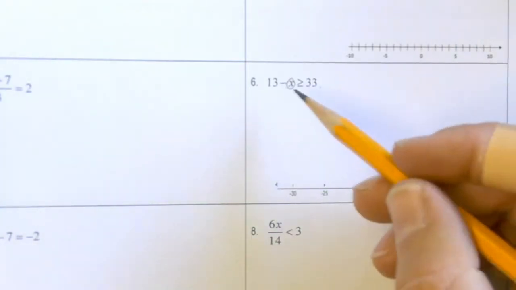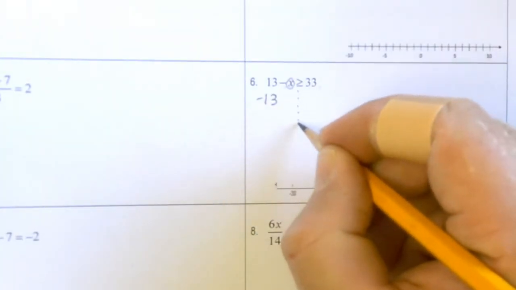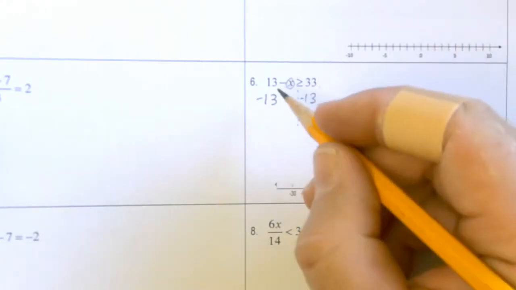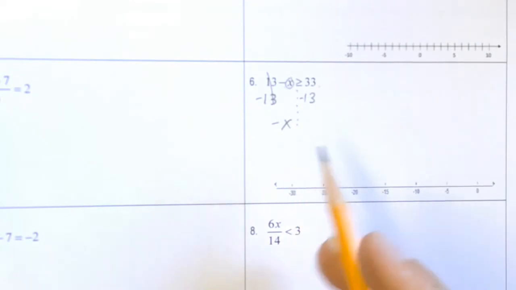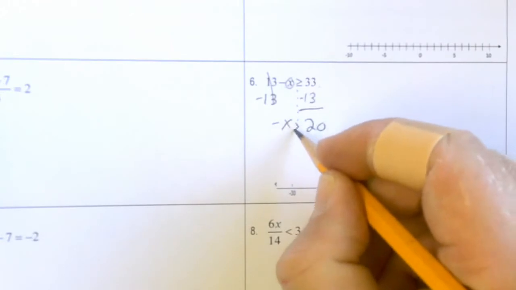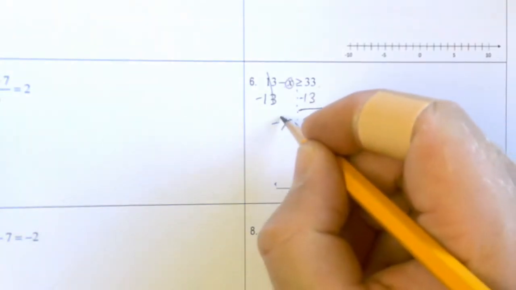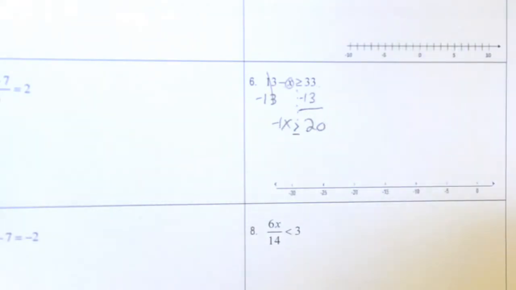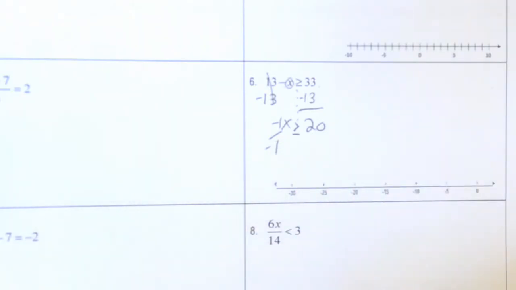So I'm going to move that 13. That's a positive 13, so I'm going to subtract it. Minus 13 on both sides. So that cancels out. I'm left with negative x. That's still a negative right there. We have to be careful. 33 minus 13 is 20. And then we still have our greater than or equal to sign right there. Now be careful, because a lot of people would think, oh, the x is by itself. It's not. We still have that negative out in front of it, which is technically a negative 1. So to get rid of that negative, we'll divide each side by negative 1.